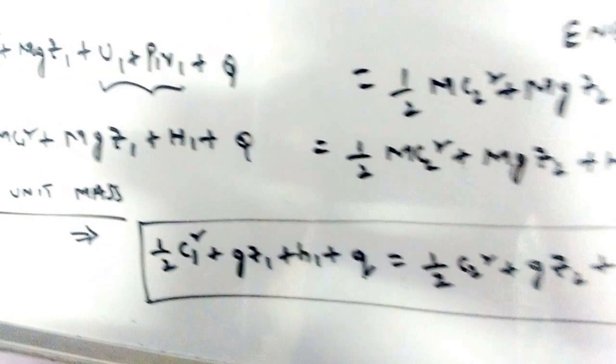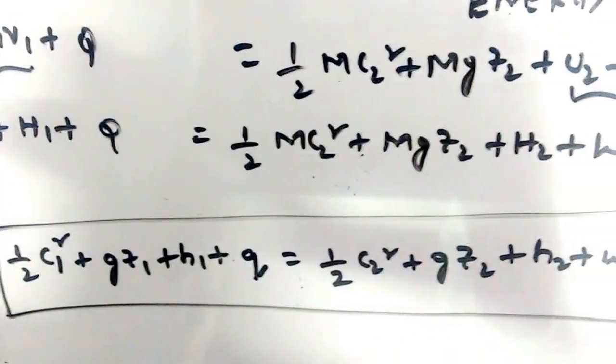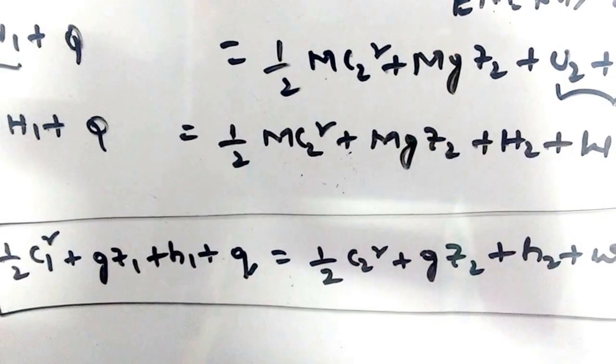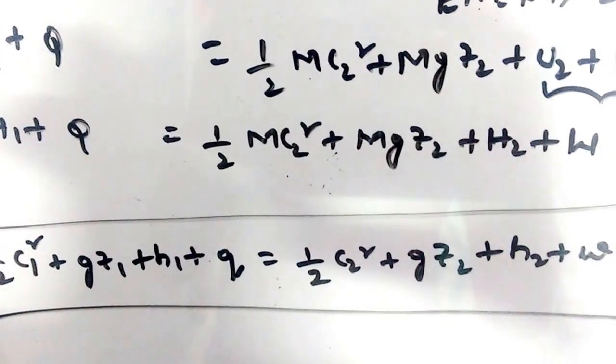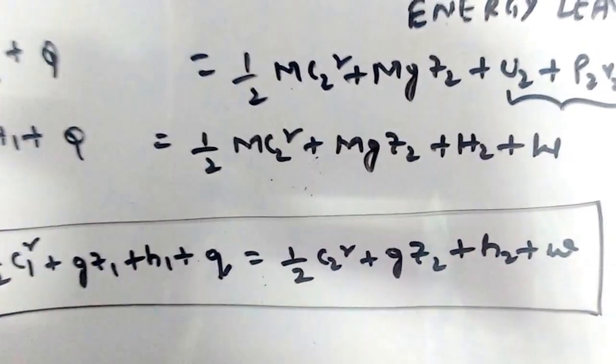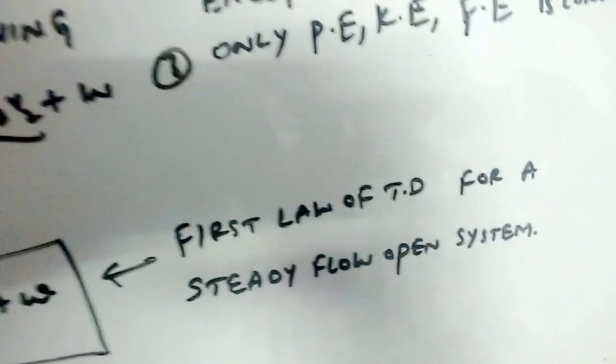If you consider it per unit mass, that is in kilojoules per kg, half C1 square plus gz1 plus H1 plus Q is equal to half C2 square plus gz2 plus H2 plus W. So this is the equation coming from the first law of thermodynamics for a steady flow open system.